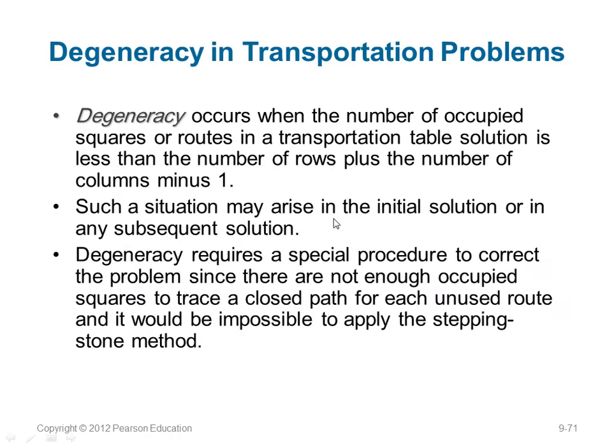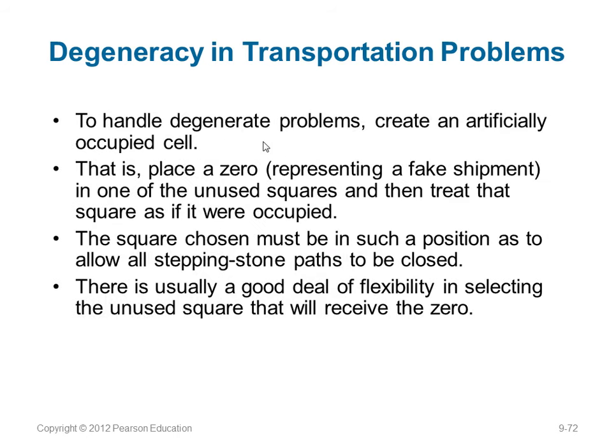Degeneracy in a transportation problem is when the number of occupied squares is less than the number of rows plus the number of columns minus 1. This could be possible during the initial solution or even during subsequent solutions. You need to correct it with some special procedures. Otherwise, you cannot solve it using the stepping stone method unless you make the changes.